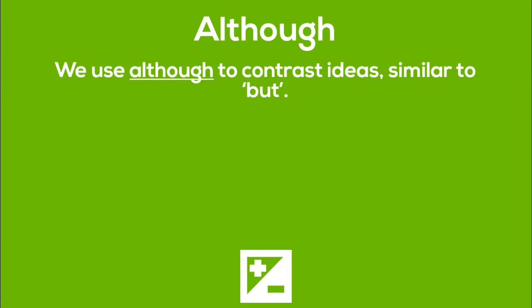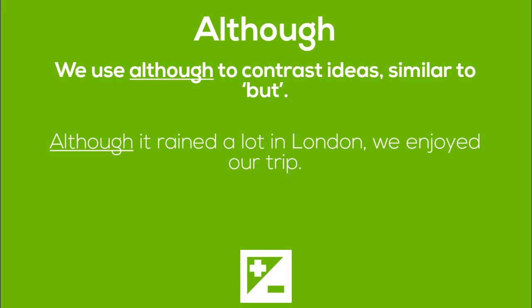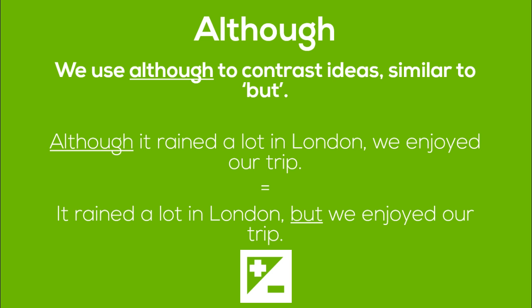So what does although mean? Well, simply we use although to contrast ideas, similar to but. So for example, although it rained a lot in London, we enjoyed our trip. We are contrasting the ideas. It rained a lot in London, which was bad, but we enjoyed our trip. So it's almost like a negative and a positive. So this sentence really means it rained a lot in London, but we enjoyed our trip.